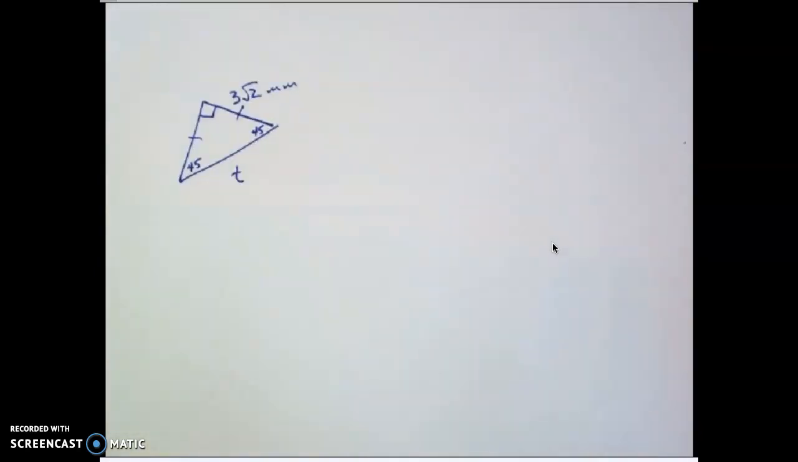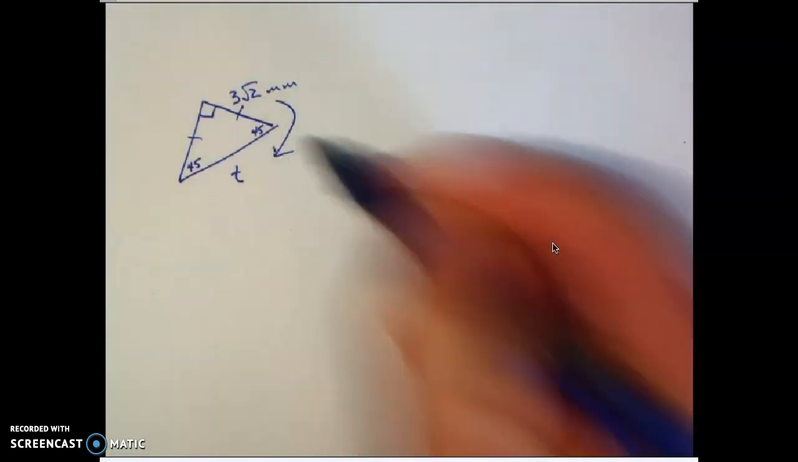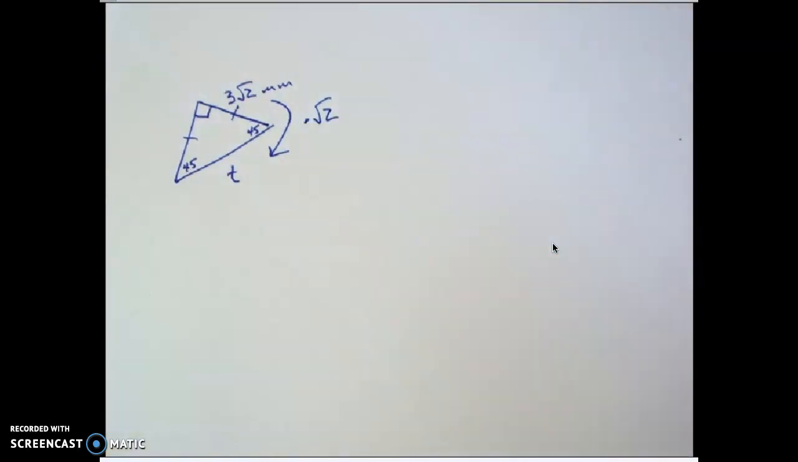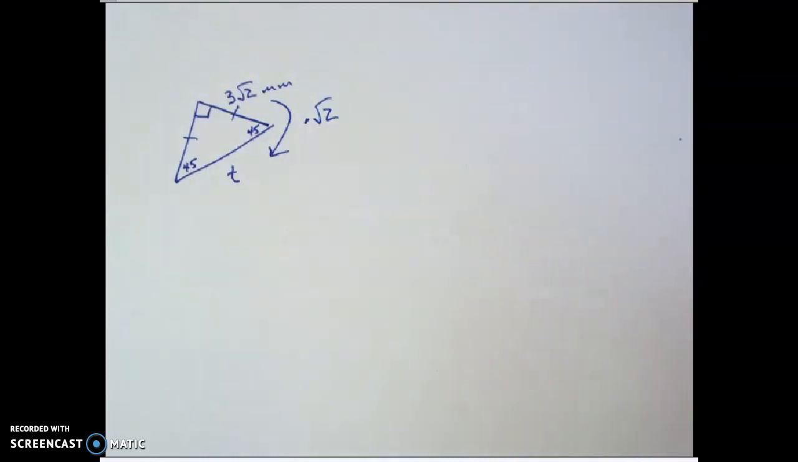Well, in this example, we are given one of the legs, and we're looking for the hypotenuse. So I'm going to multiply by square root of 2. Now, when it says our answer in simple radical form, that means that we're going to leave those square roots as part of it.